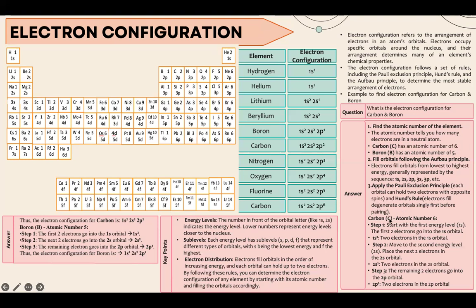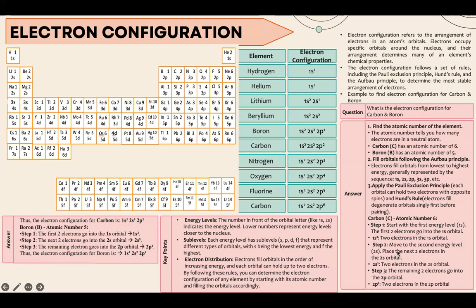Apply the Pauli exclusion principle: each orbital can hold 2 electrons with opposite spins. And Hund's rule: electrons fill degenerate orbitals singly first before pairing. Let's look into carbon. The atomic number for carbon is 6. Step 1, we start with the first energy level, 1s. The first 2 electrons go into the first s orbital, so 1s2.